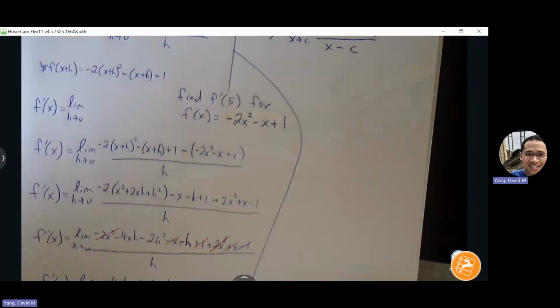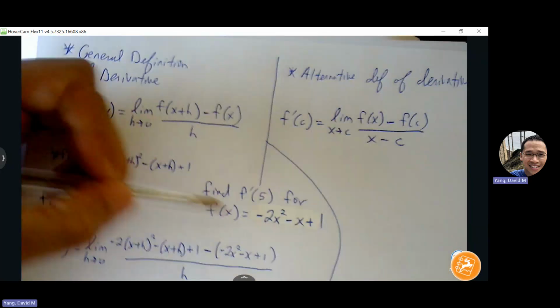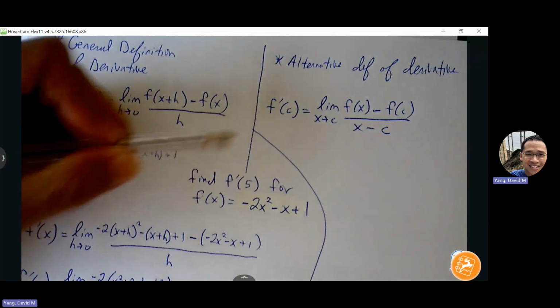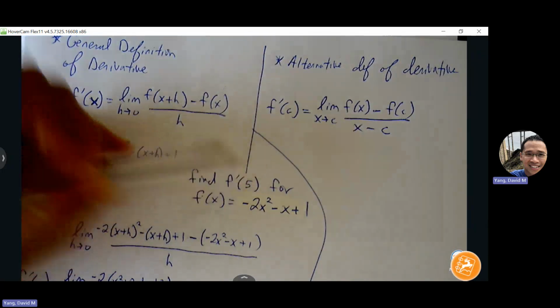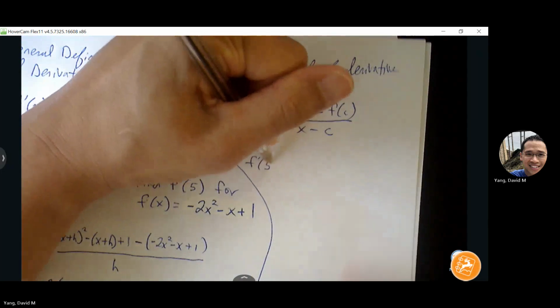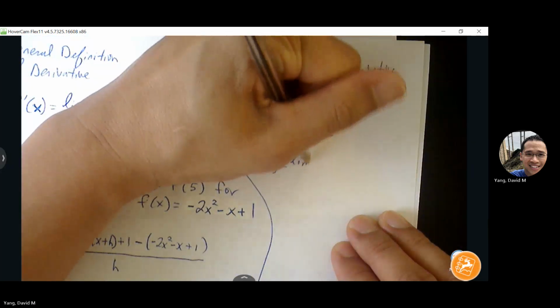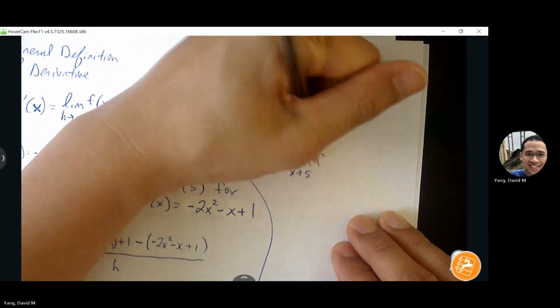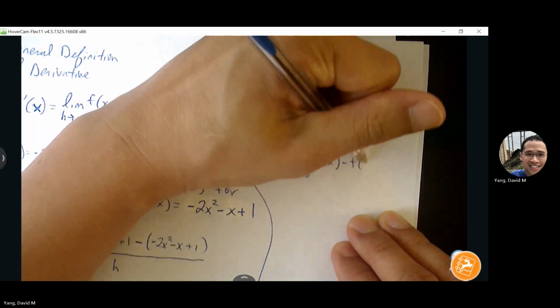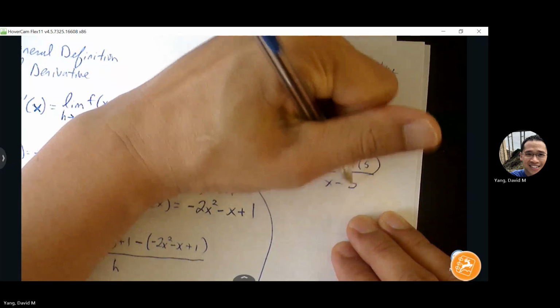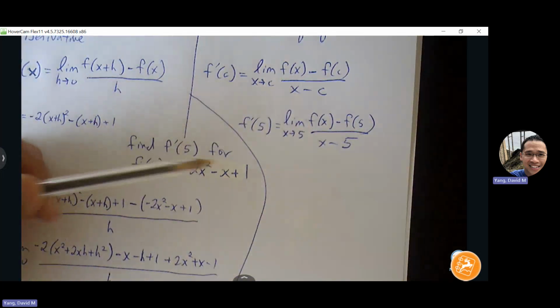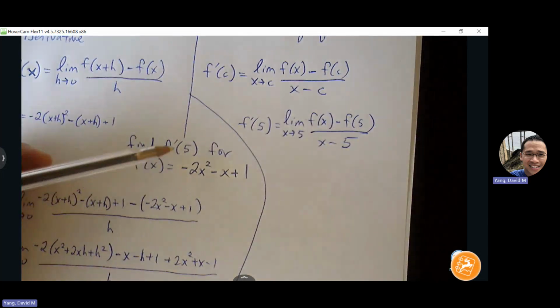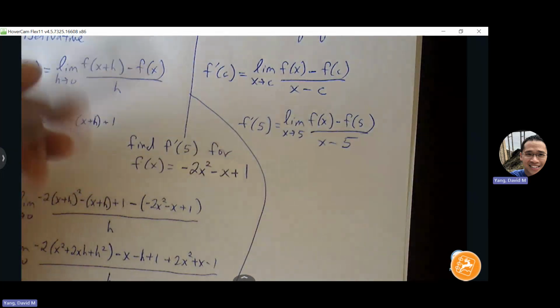Okay, let's look at the alternate definition here. Same function. First step is replace every c with the value that you're targeting here. Okay, f of x, replace it with the original function. f of 5, insert 5 into the original function here.